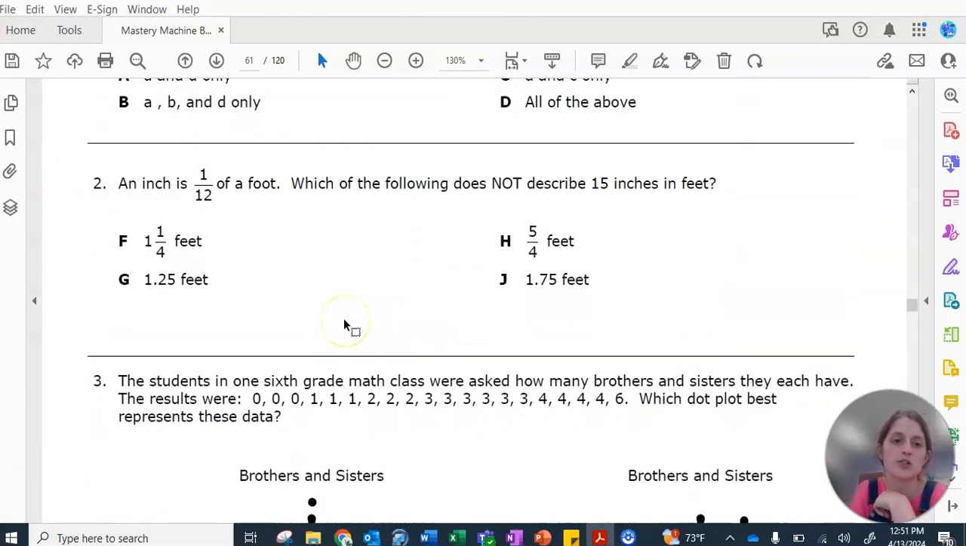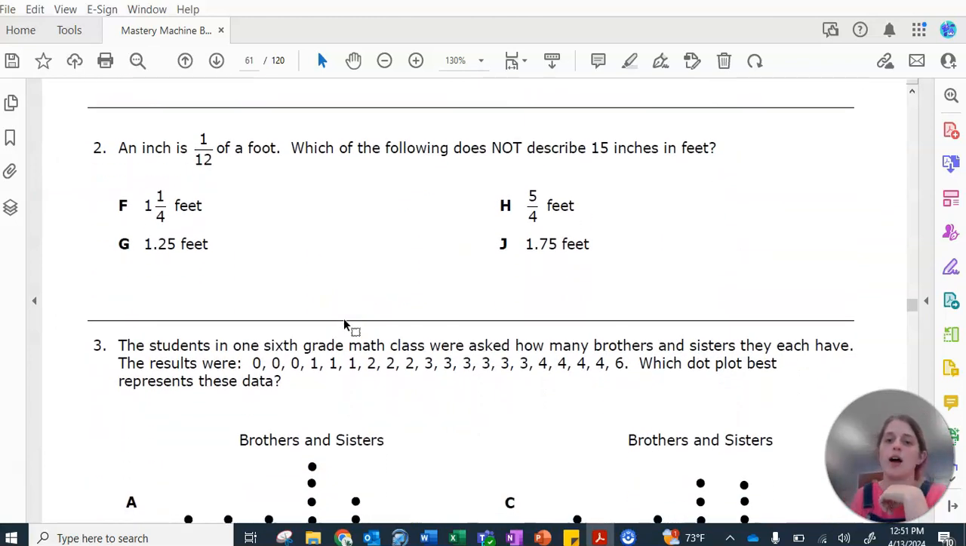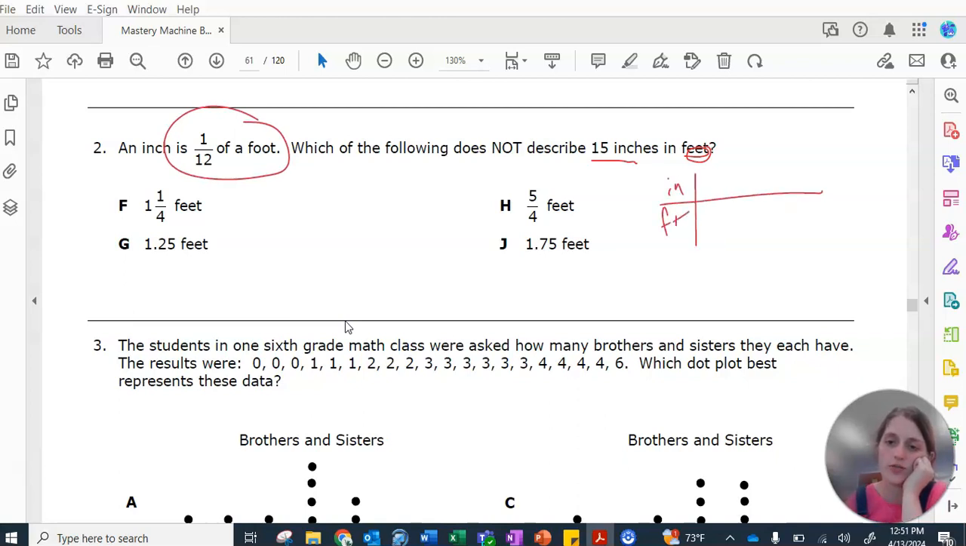Number 2, an inch is 1/12 of a foot, which does not describe 15 inches when we change it to feet. So this is another way of saying our ratio table, which you can find on the star chart of inches to feet. 12 inches is 1 foot. What is 15 inches? So you can change it. You can write your answer in decimal form. You can write your answer in fraction form.